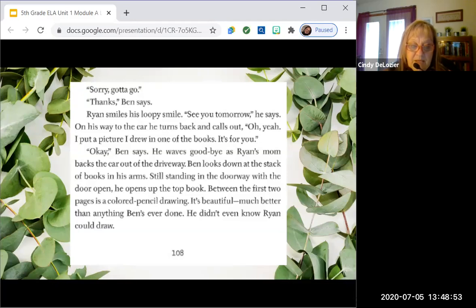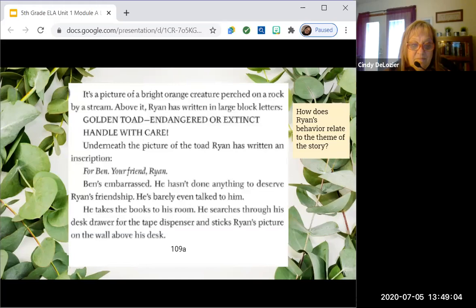Between the first 2 pages is a colored pencil drawing. It's beautiful, much better than anything Ben's ever done. He didn't even know Ryan could draw. It's a picture of a bright orange creature perched on a rock by a stream. Above it, Ryan has written in large block letters, "Golden toad, endangered or extinct, handle with care." Underneath the picture of the toad, Ryan has written an inscription, "For Ben, your friend Ryan."